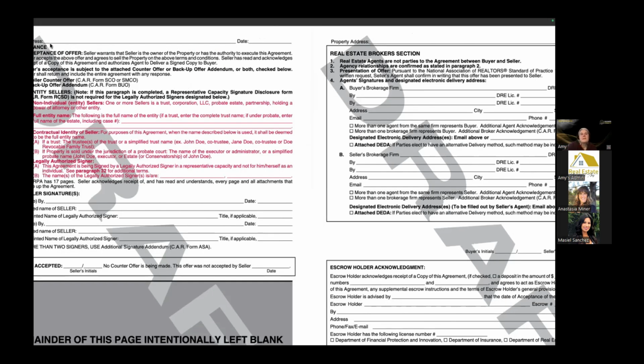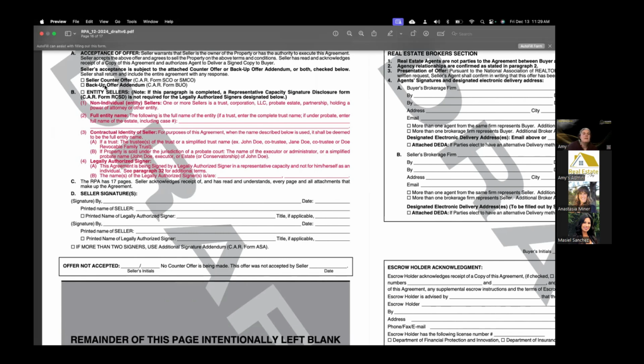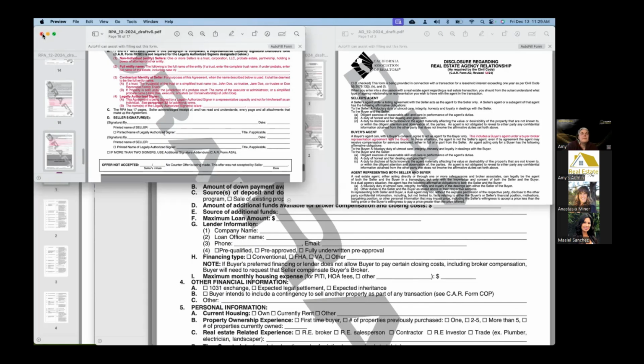No, ma'am. Okay, just no major changes except for the elimination of that SPBB form. So it's no longer required to utilize that SPBB form. We can just put it on the purchase agreement. All right, goodbye purchase agreement.